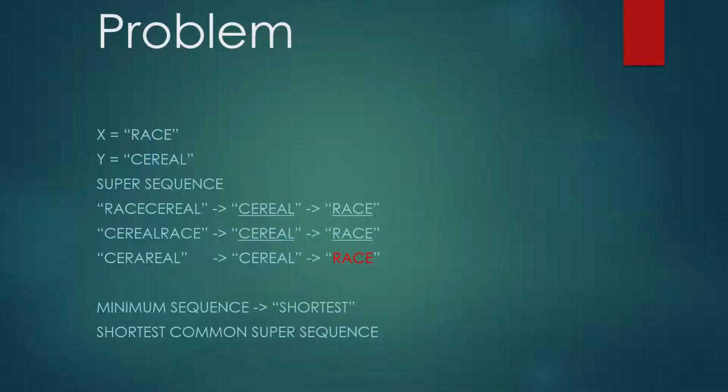Now the shortest part. The length of the supersequence has to be the minimum or the shortest. That's it. If the supersequence fulfills these conditions, then that supersequence is the shortest common supersequence of the given sequences.